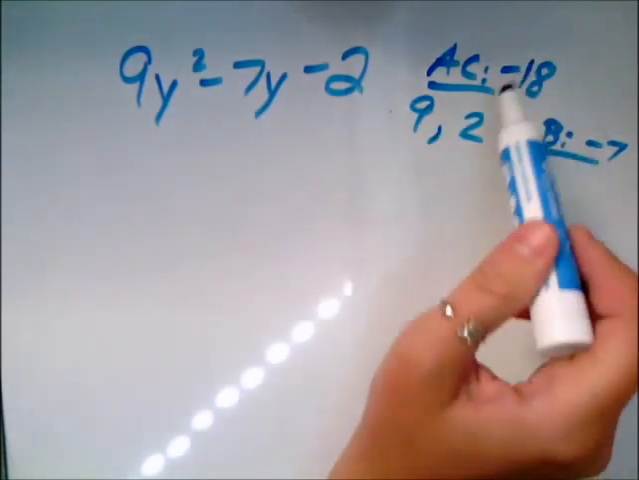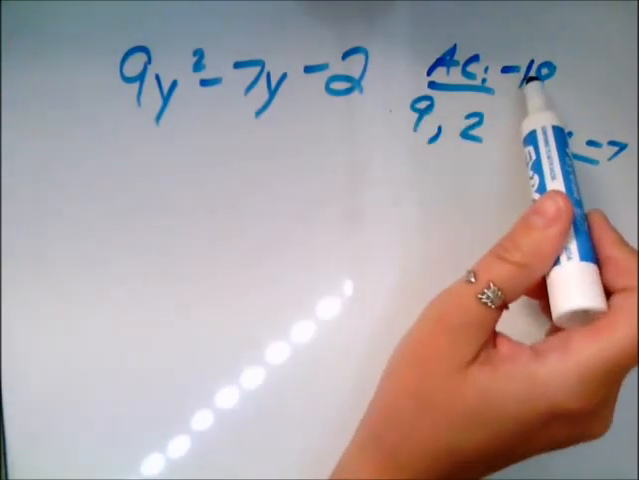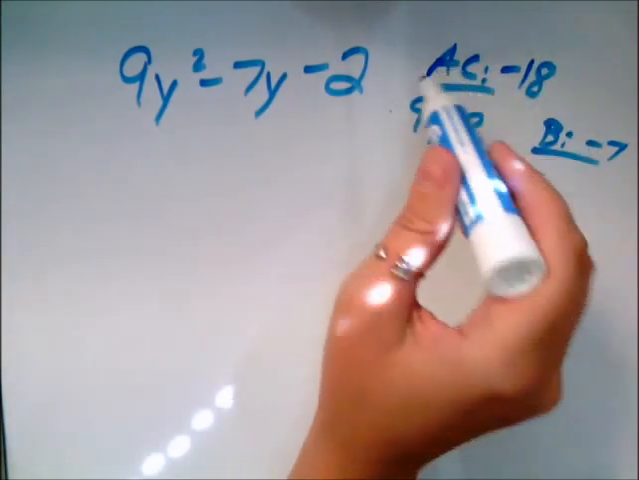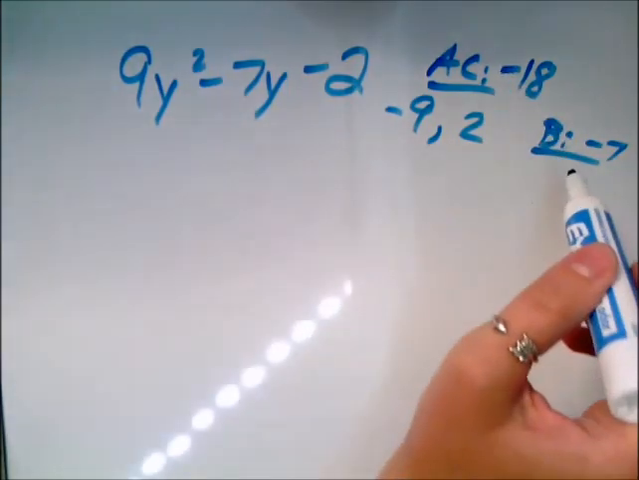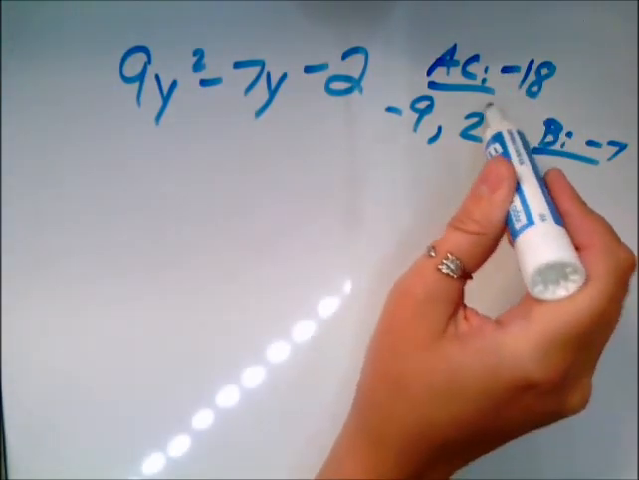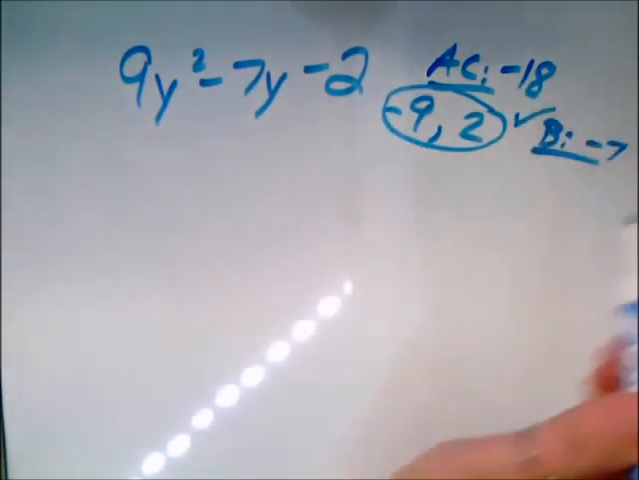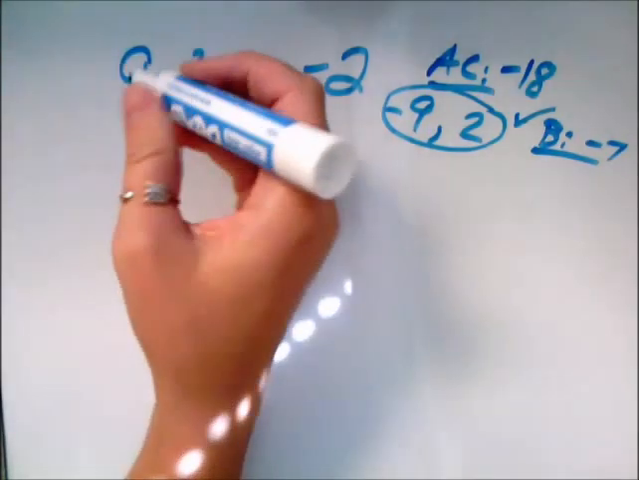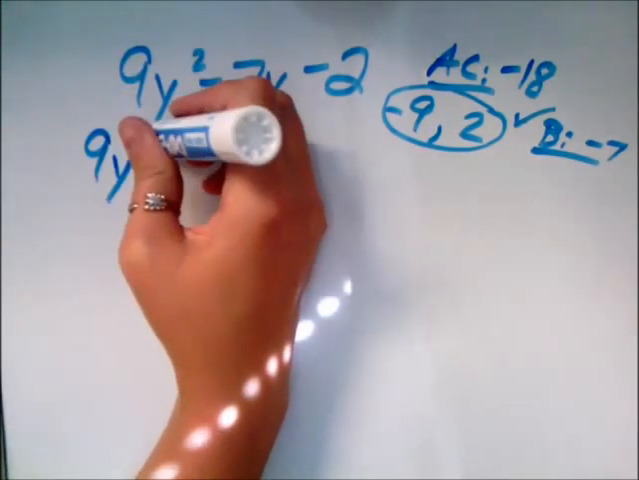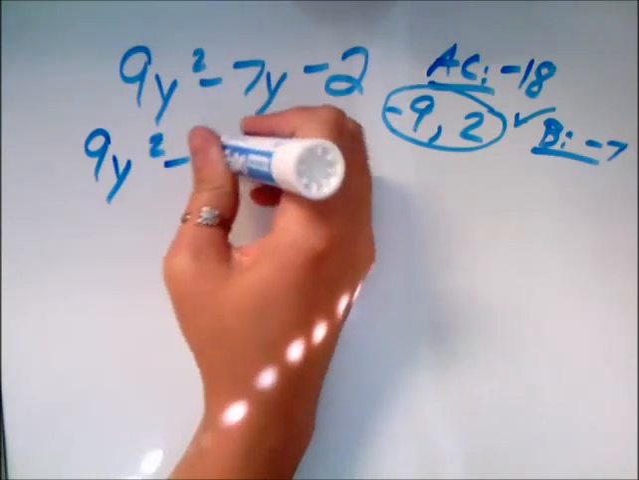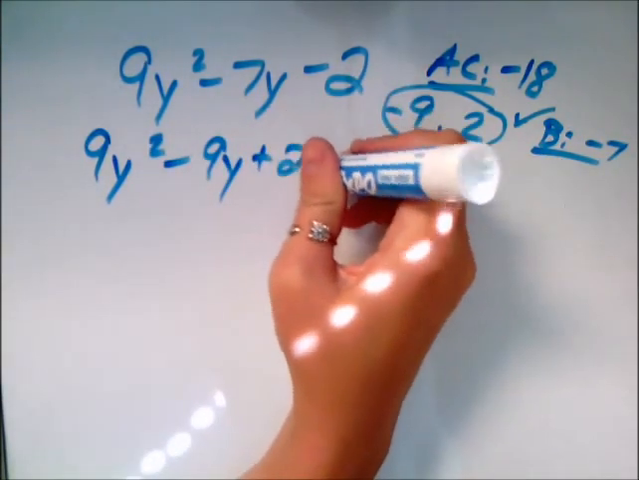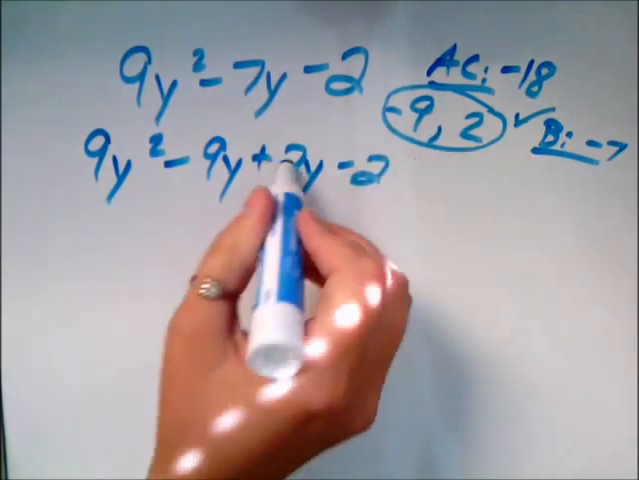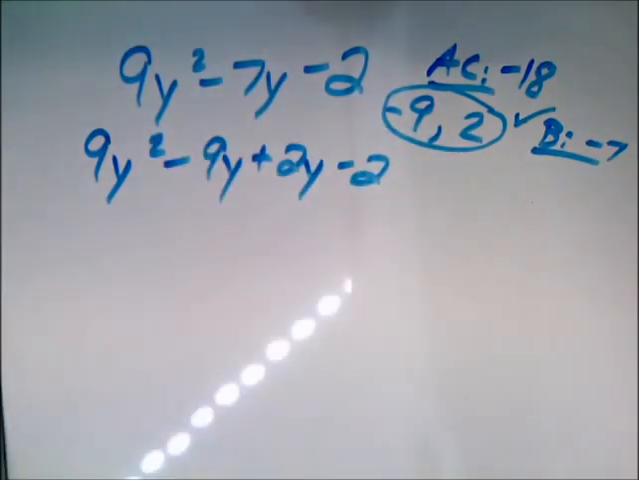And then where do I need to put the negative? Because 9 times 2 gives me positive 18, so be careful, we need the signs to be right. So if I make it negative 9, 2 multiplies to negative 18, but it adds to negative 7. So here we found our correct two factors. Once we find those, we rewrite our problem. We just split up the middle term. So instead of 7, we put minus 9 plus 2. Because if we got these back together, that's the same thing as minus 7.